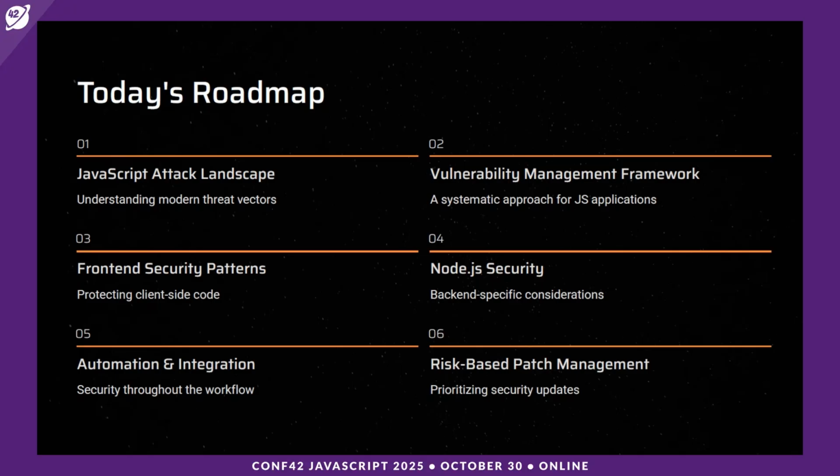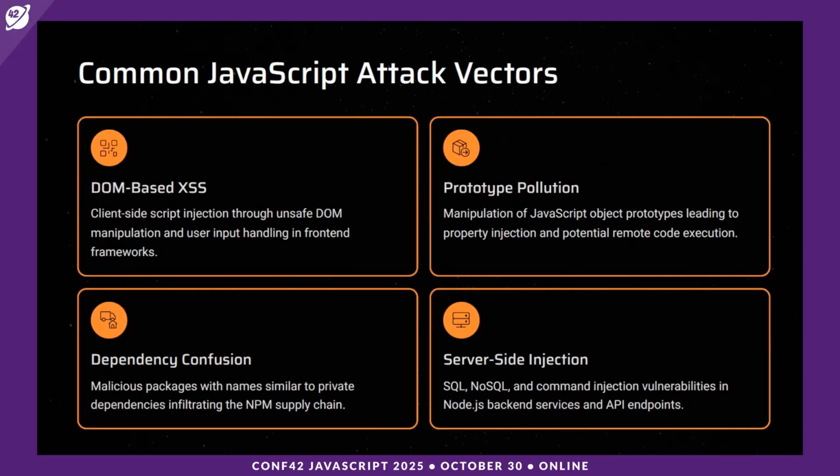And fifth, automation and integration. Automation and integration means everything is automated, the workflow and components are integrated, so that is a process. And risk-based patch management: if there are any issues, immediately identify them and apply patches, something like that.